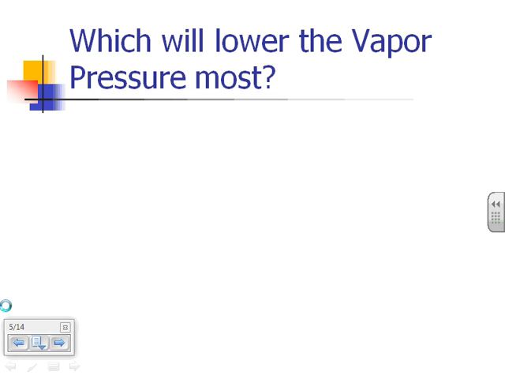So here's a question for you. Which will lower the vapor pressure the most? And here are your three choices. Think about it for a minute. Decide what your answer is going to be. The whole key is to decide how many particles that particular compound is going to have.